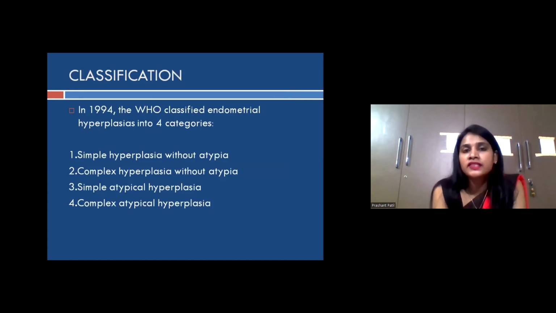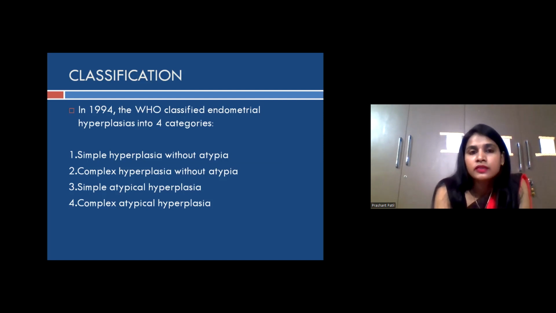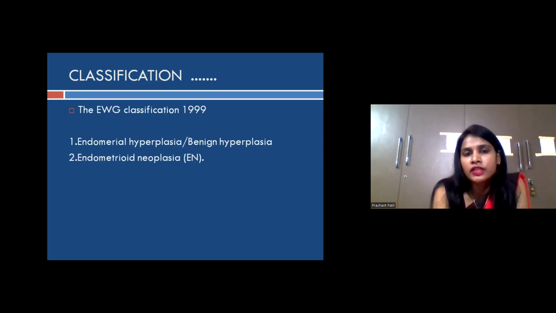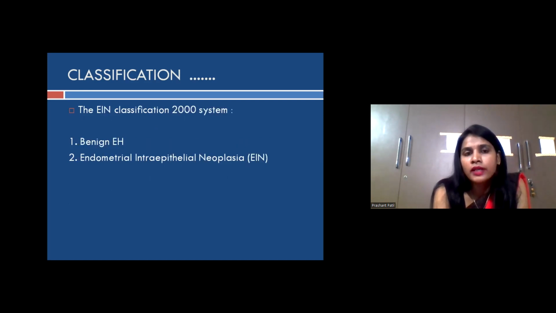Now, the classification has evolved since 1994. Way back, when we were doing our post-graduation, we used to call it simple hyperplasia, complex hyperplasia without atypia, and simple and complex atypical hyperplasia. But as the years passed, the classification changed, and it was called endometrial hyperplasia and endometrial neoplasia. Then to avoid confusion, there was the EIN classification, that is endometrial intraepithelial neoplasia, benign, and EIN.